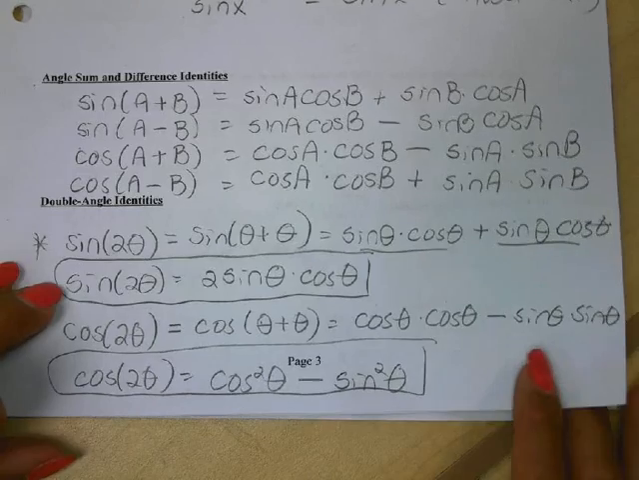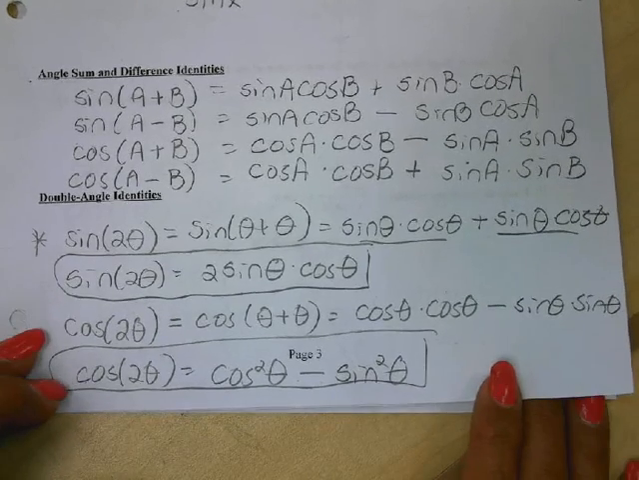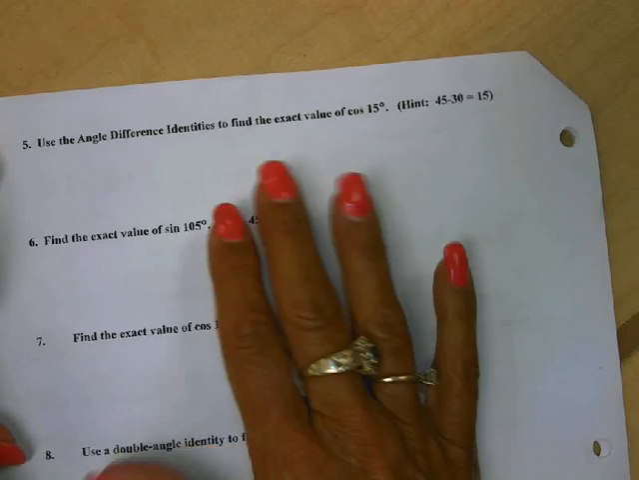So those are 2 identities we need to remember: the double angle identity for sine, the double angle identity for cosine. Now let's look at a couple of examples of using these identities.